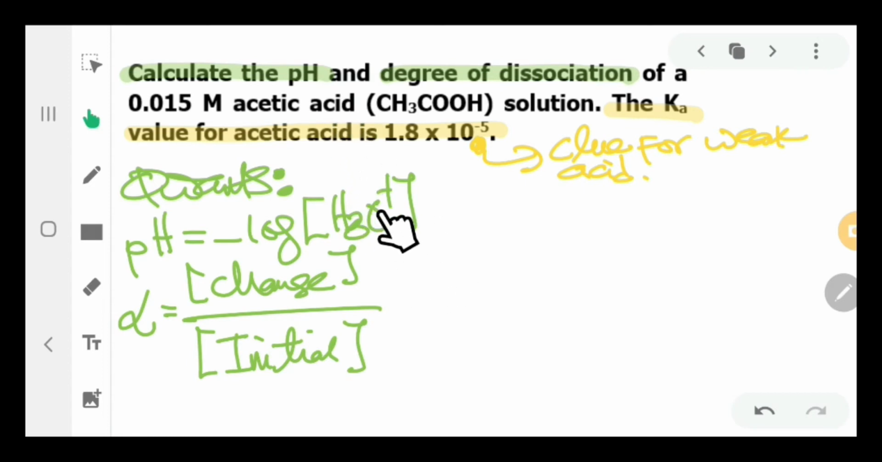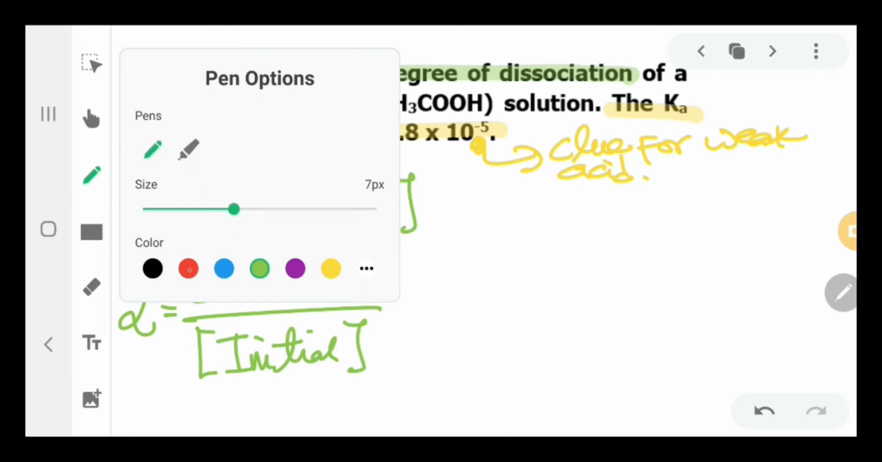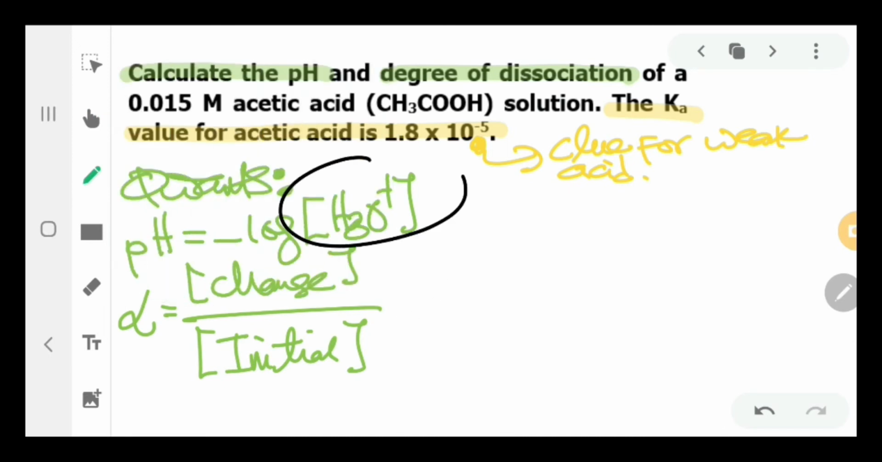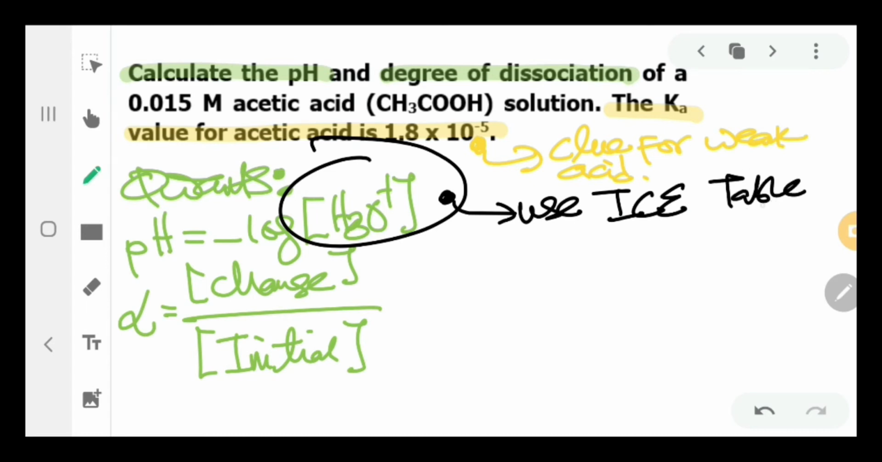Okay. To find the value of pH, we need to know what is the concentration of H3O plus. And to get this concentration, we have to use the ICE table.